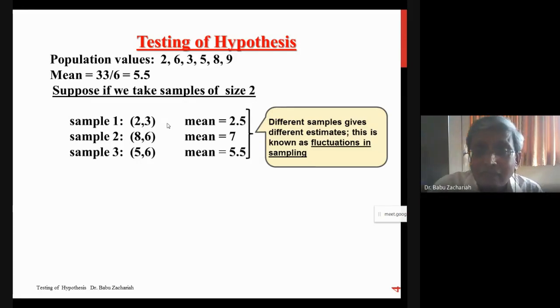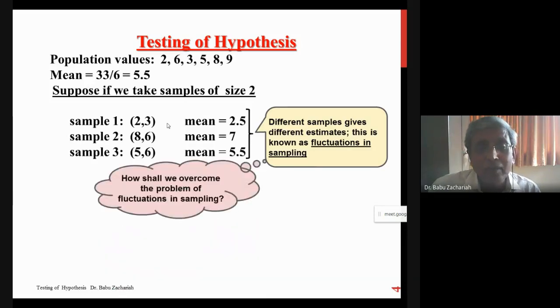Now, if this is happening, my problem is there. We'll go back to the problem I posed. I took a sample and I found that the stress level of ladies is more than gents. Now, whether it has come because of fluctuation in sampling or is a reality, what to do is a problem. This problem is there in the mind of every researcher. How shall we overcome the problem of fluctuations in sampling?